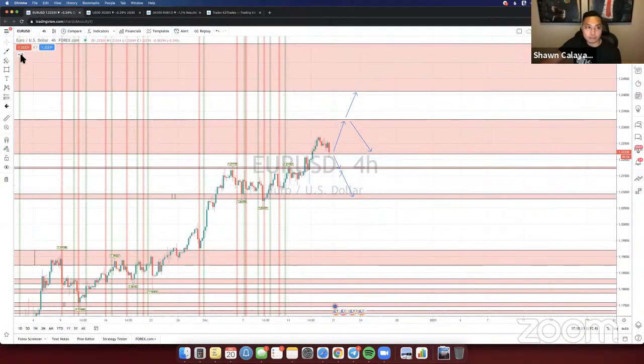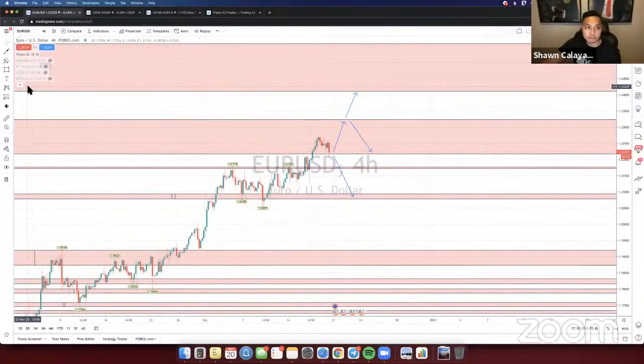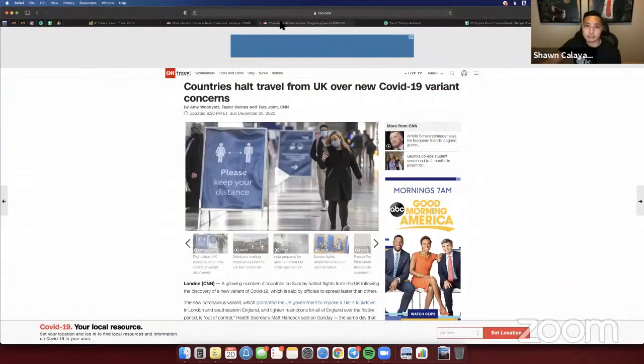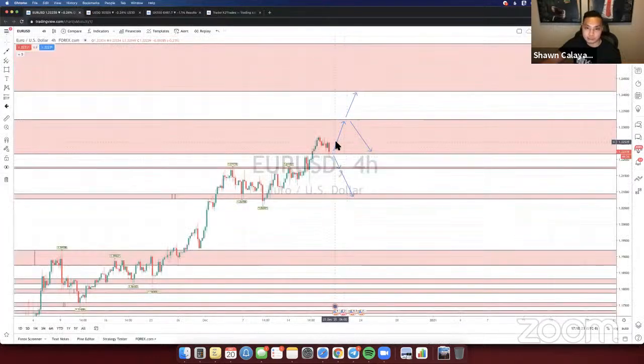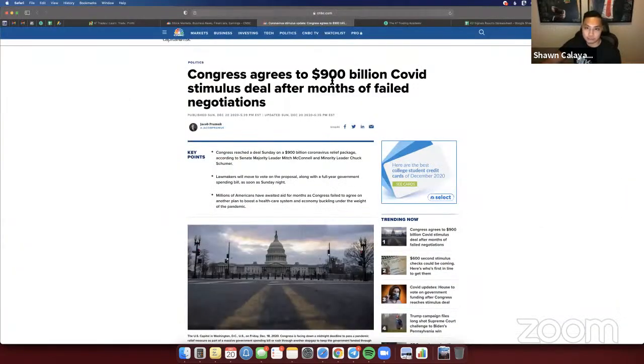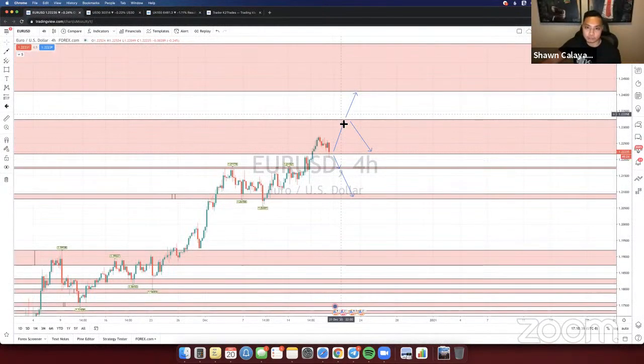Also, with the new COVID news, the US dollar is probably going to be weak. Like I mentioned, they're voting on the new stimulus tonight, actually, right here. So lawmakers will move to vote on the proposal along with a full year government spending bill as soon as Sunday night. If they decide on this tonight, then we could probably anticipate this to push up further because it's just going to weaken the US dollar. You know, if they're printing $900 billion, that's a lot of money, and it's just going to weaken the US dollar more and more. So if that happens, we're probably going to see this push up even further.